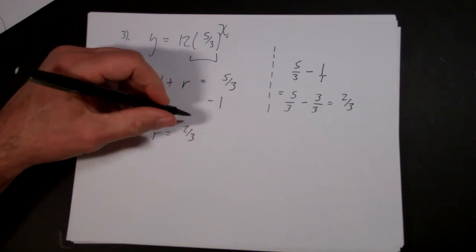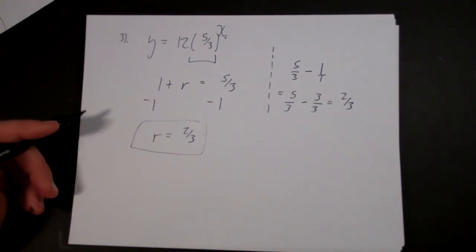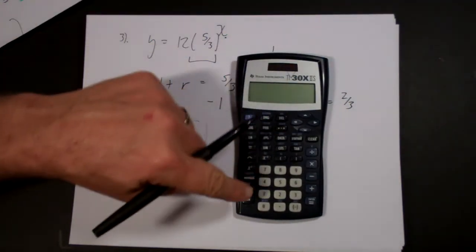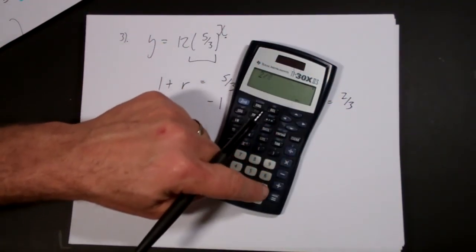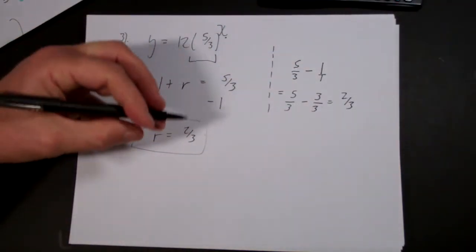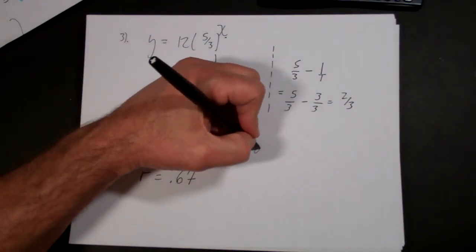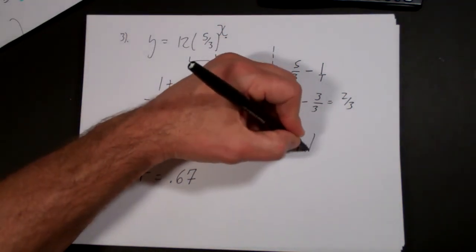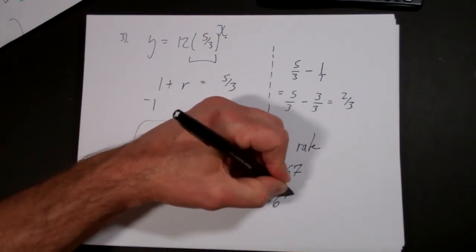Now, normally in math, we like fractions. This is one of the few exceptions. We actually like decimals better. So you just use your calculator to find out the decimal, and that's pretty straightforward. To find 2/3 as a decimal, you simply go 2 divided by 3, and you get 0.66 repeating. Round up, you get 0.67. So you say a growth rate of 0.67 or 67%.